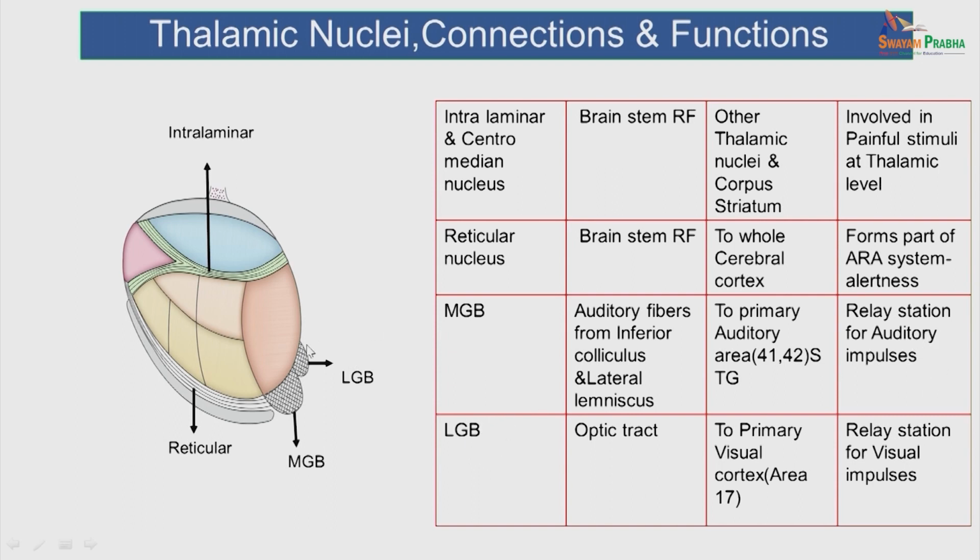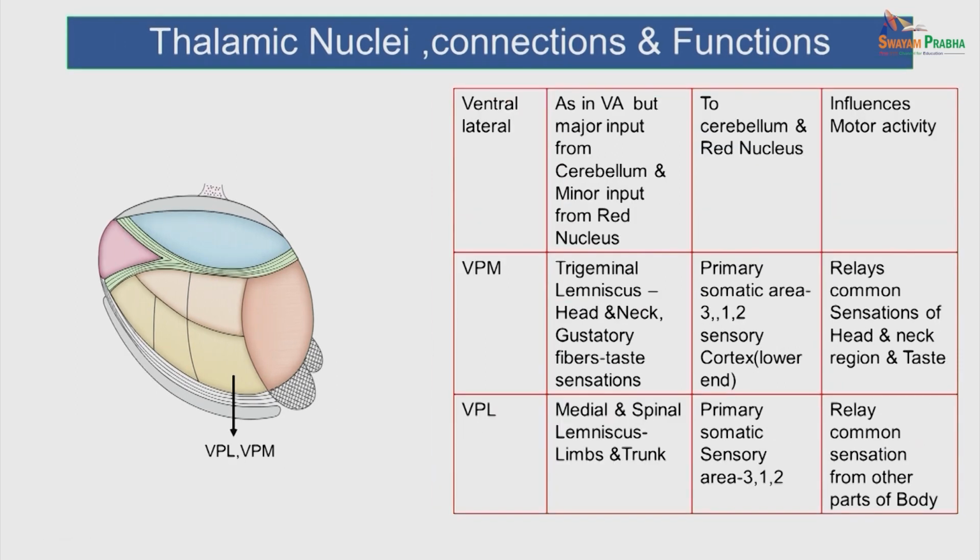Then you have the lateral geniculate body. It receives the afferents from the optic tract, both crossed and uncrossed fibers from the retina; the temporal and nasal fibers are relayed in this one, and from there it is relayed to the cerebral cortex in the primary visual cortex, area number 17 in the occipital lobe. So, it is a relay station for visual impulses. The other thalamic nuclei and their connections are the ventral lateral nucleus.